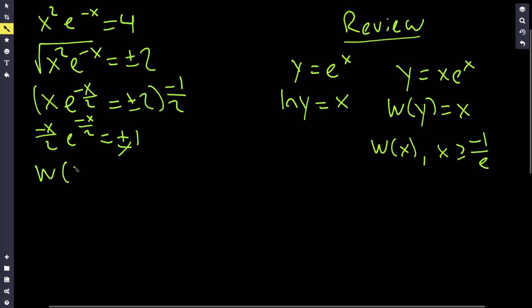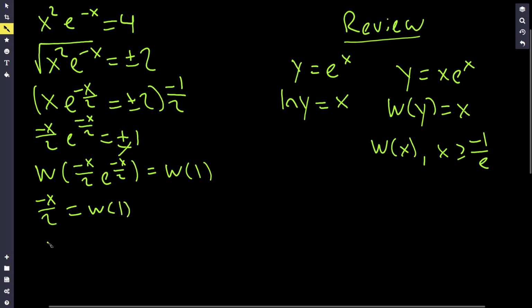So now we can take the Lambert W function on both sides. The Lambert W function of 1 here. So now what we can do is this will just become negative x over 2, since we have negative x over 2 times e to the power of negative x over 2. We just have the Lambert W function of 1. So now multiply everything by -2, and you'll get x equals -2 times the Lambert W function of 1.